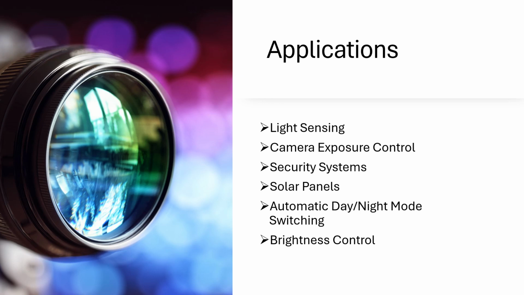access. Solar panels: LDRs are employed in solar panels to track the position of the sun by sensing the intensity of sunlight. They help optimize the orientation of solar panels for maximum energy absorption. Automatic day or night mode switching and brightness control are other important applications utilizing LDR.